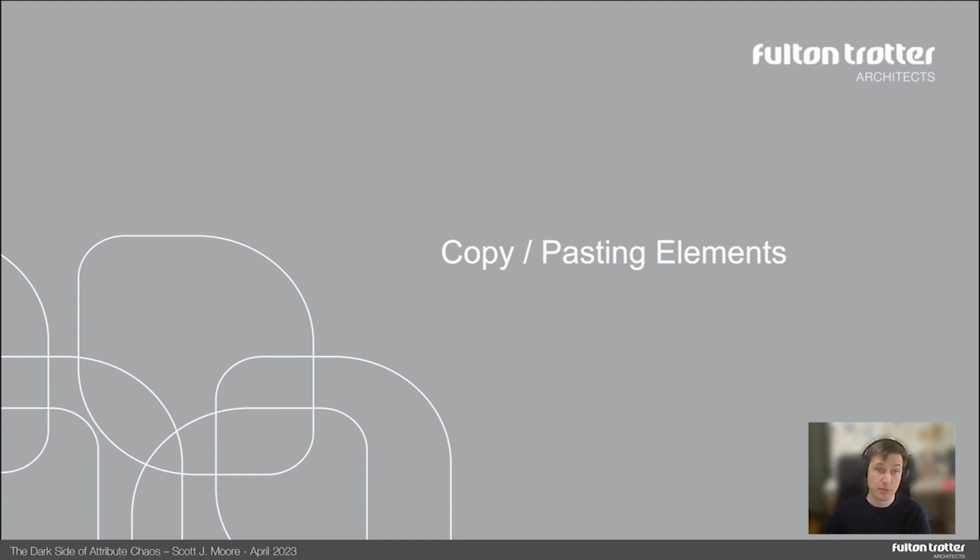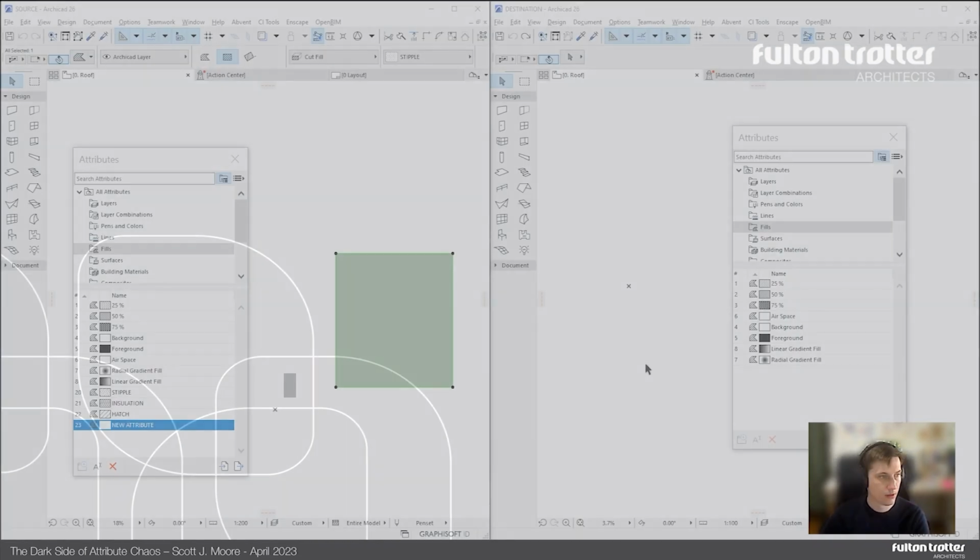Next, I'm going to demonstrate what happens if you start to copy paste elements from one file to another. An important thing to remember is that when you copy elements, any attributes that are attached to the elements will also be brought into your destination file. And this is where the attribute chaos starts to occur.